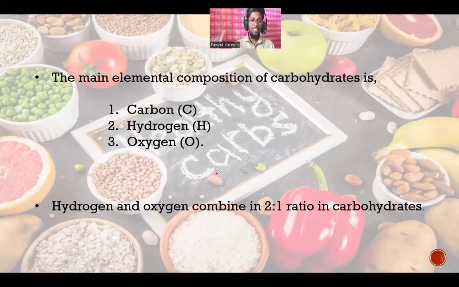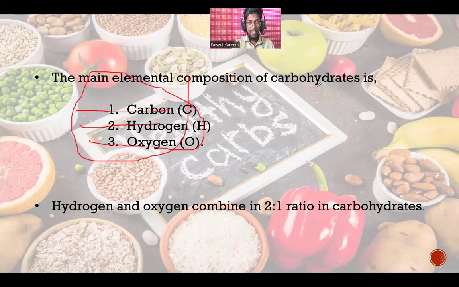Here, these are the elements, right? Carbon and hydrogen and oxygen. These are the three elements which are present in the carbohydrate.